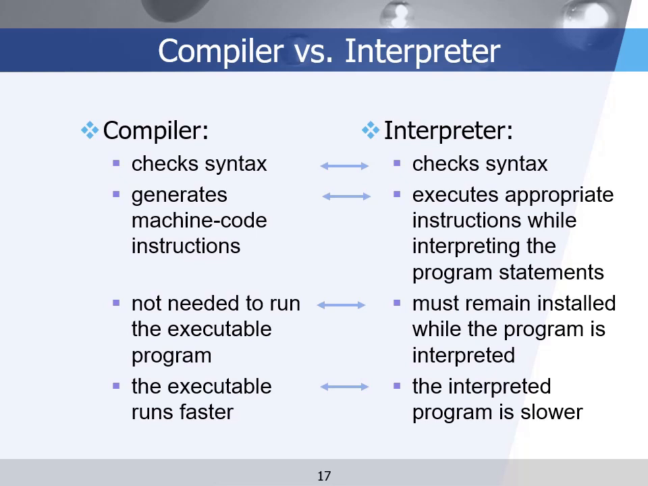But for the interpreted programming language, you have to keep your interpreter, because every time you want to run your program, you need the interpreter to translate your program. So the executable runs faster and the interpreted program is slower. Let's watch a video to see what's the difference between the compiler and the interpreter.